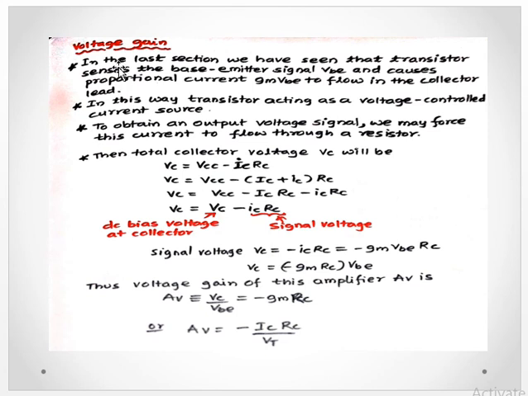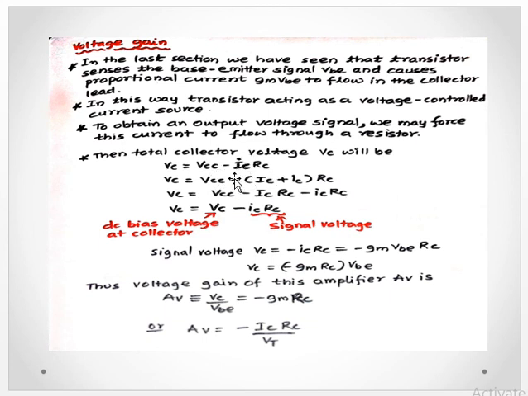Voltage gain. In the last section we have seen that the transistor senses the base emitter signal VBE and causes a proportional current GM-VBE to flow in the collector lead. In this way, the transistor acts as a voltage controlled current source. To obtain an output voltage signal, we may force this current to flow through a resistor. Then the total collector voltage VC will be VCC minus ICRC.